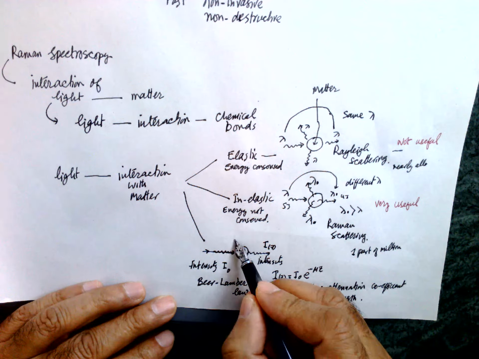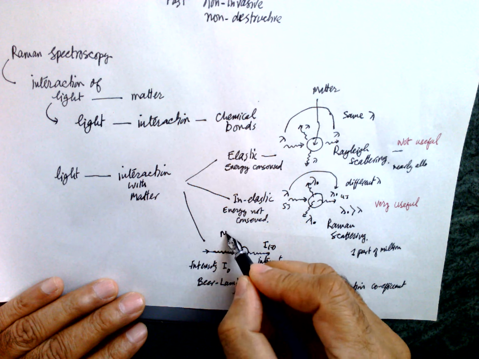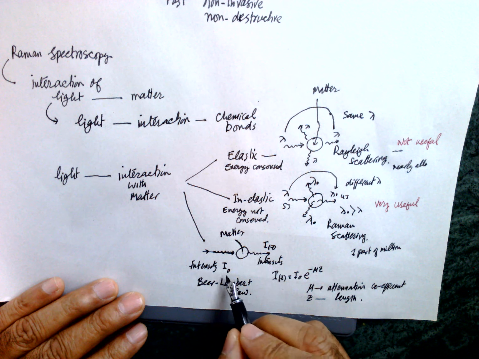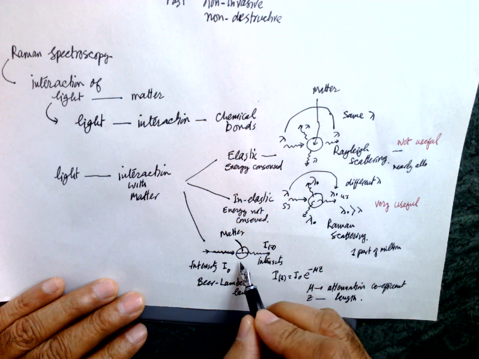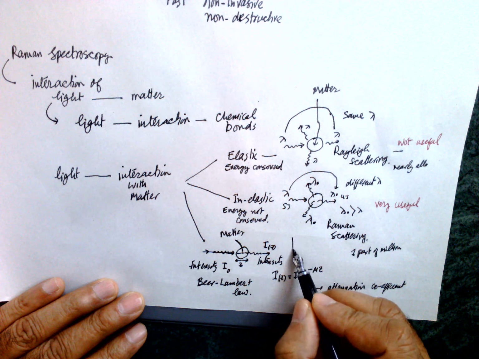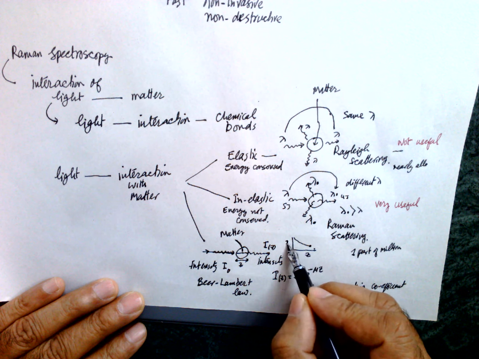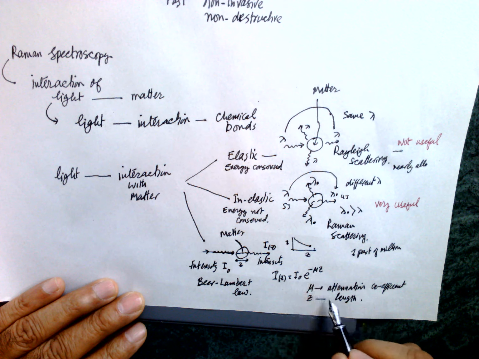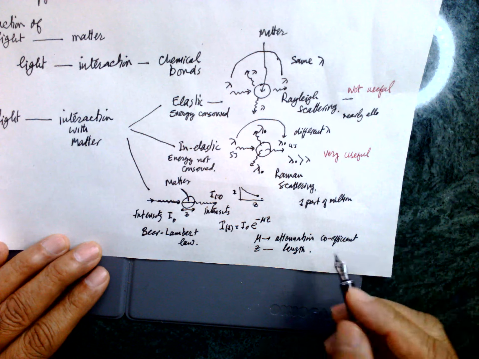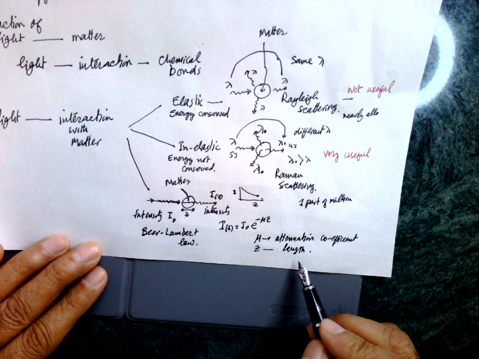If you look at the intensity, if this is the light coming in and this is the material, the intensity is I naught, and inside it is I z, where z is the distance. I z is given by the Beer-Lambert law. So this intensity goes decreasing as a function of z. Mu is the attenuation coefficient, which is how much laser light intensity is absorbed by the material, and z is the length.